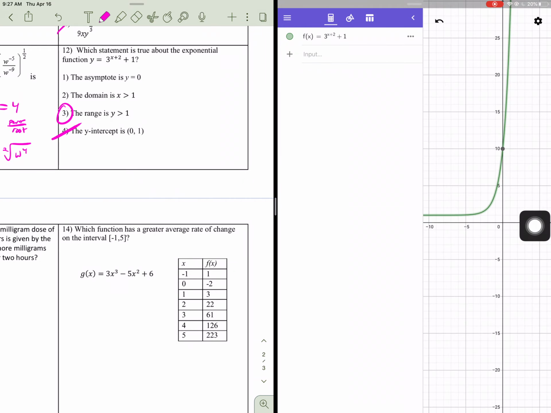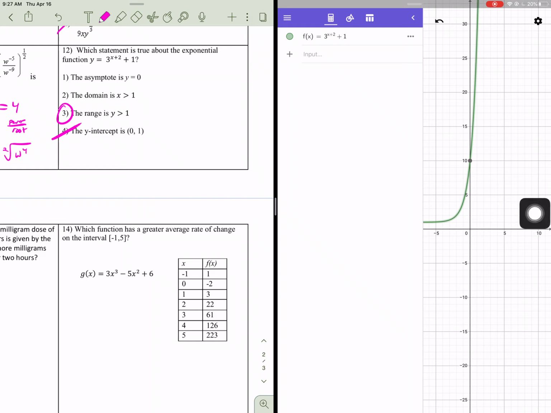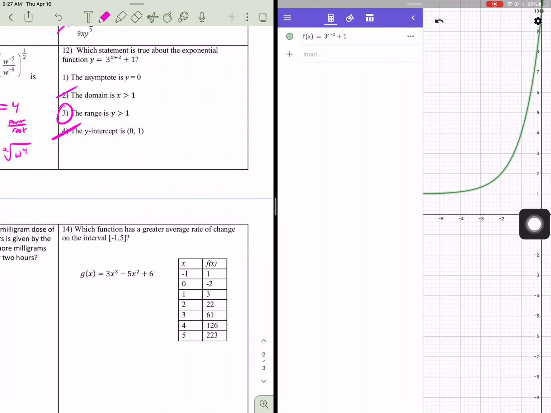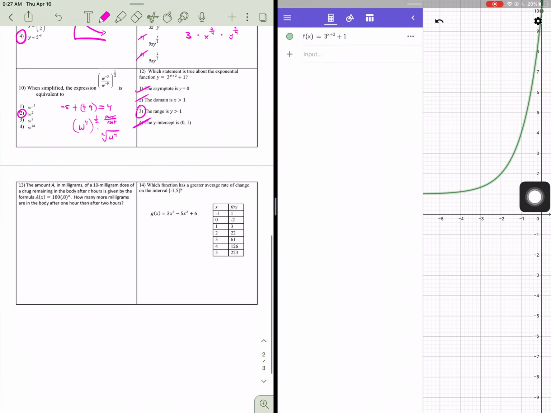Domain is x is greater than 1. No, that's not true. It goes left and right forever. And the asymptote is y equals 0. No, this would be y equals 0, right? But we have y equals 1 as the asymptote. There you go. 2 more.